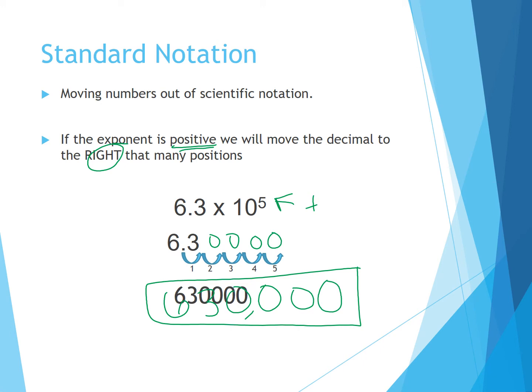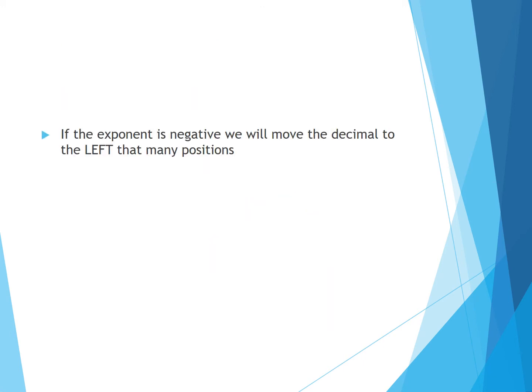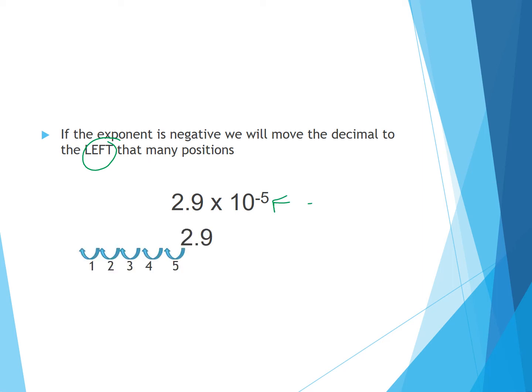Oops, forgot I'd written it. Sorry, guys. All right, so if the exponent is negative, we're going to move it to the left instead. In this case we have 2.9 times 10 to the negative 5. That's a negative. So if we do that, 2.9, we're going to move that decimal point 5 times. Let's fill in those spots with zeros.